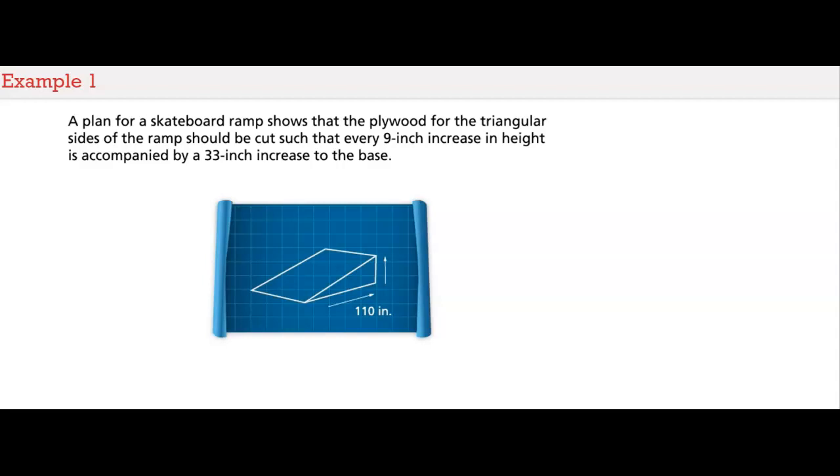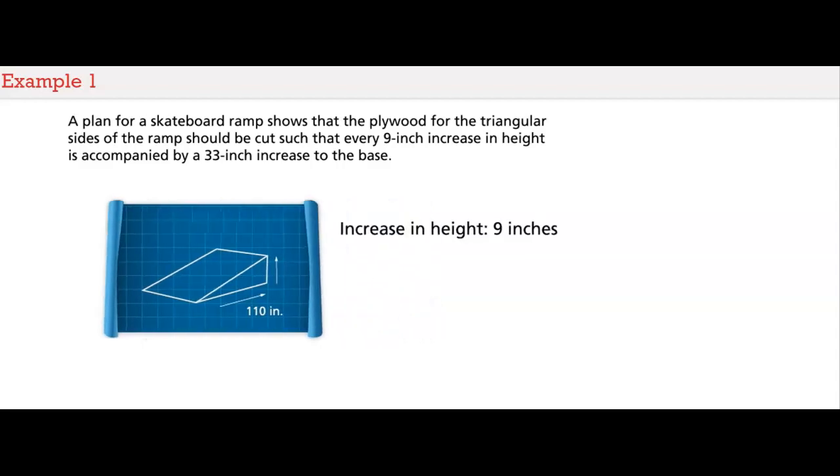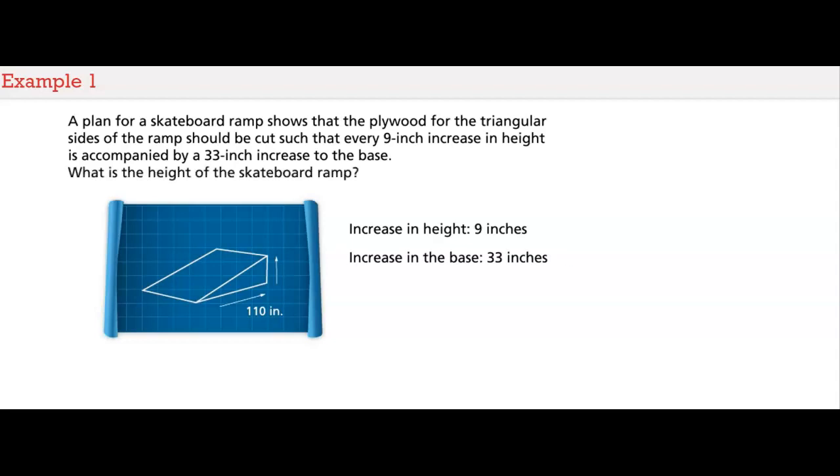A plan for a skateboard ramp shows that the plywood for the triangular sides of the ramp should be cut such that every 9-inch increase in height is accompanied by a 33-inch increase to the base. What is the height of the skateboard ramp?